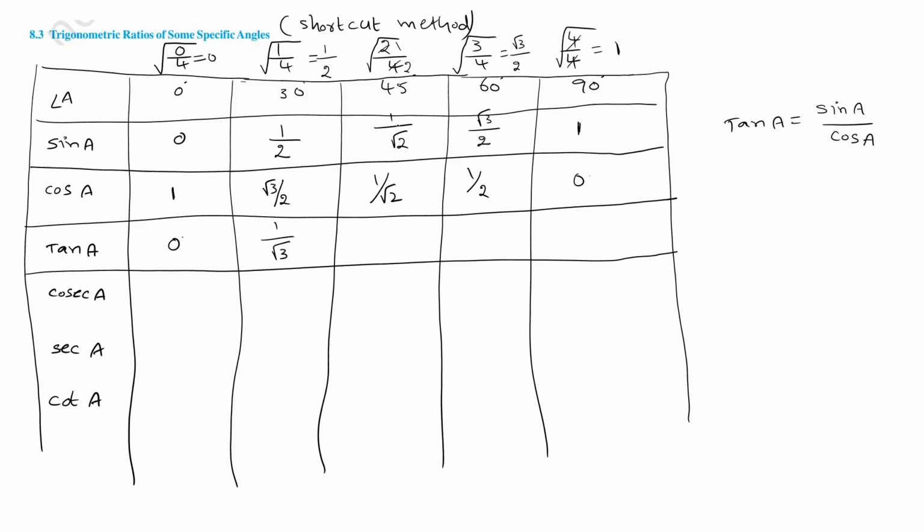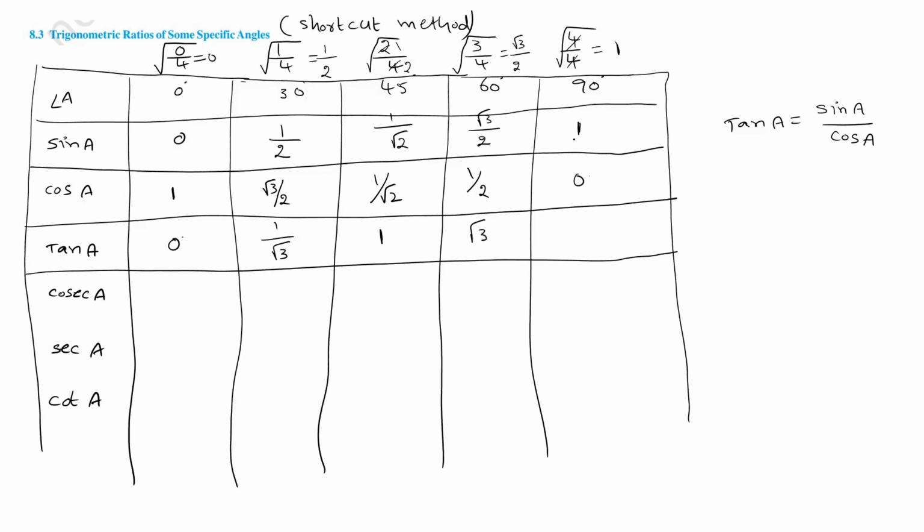Next, for tan 45, sine 45 by cos 45. 1 by root 2, 1 by root 2, both will get cancelled. We'll get 1. So tan 45 is equal to 1. Next, tan 60 is sine 60 by cos 60. So root 3 by 2 divided by 1 by 2. The 2 and 2 will get cancelled. Only root 3 will remain.